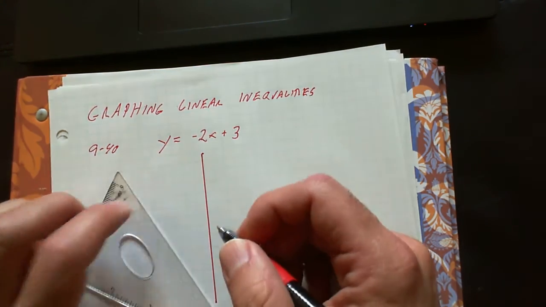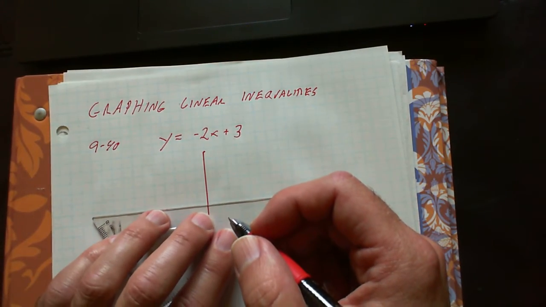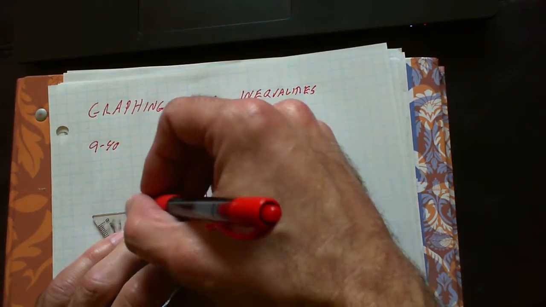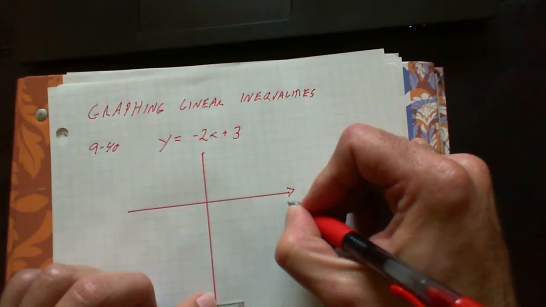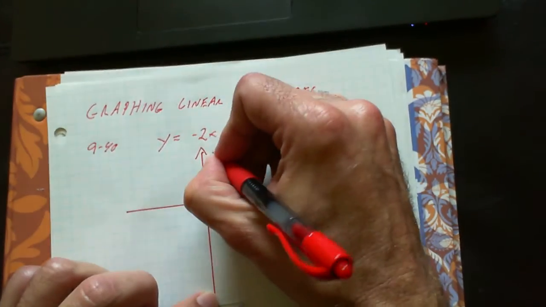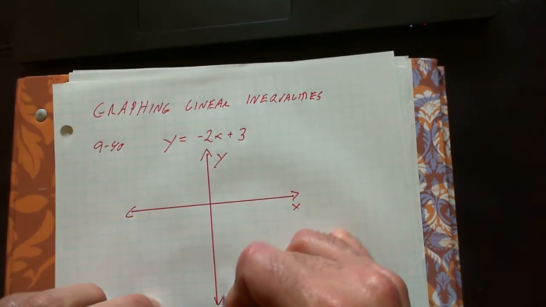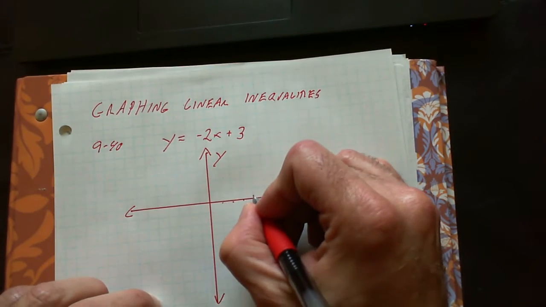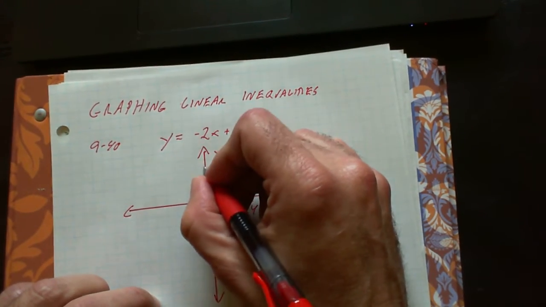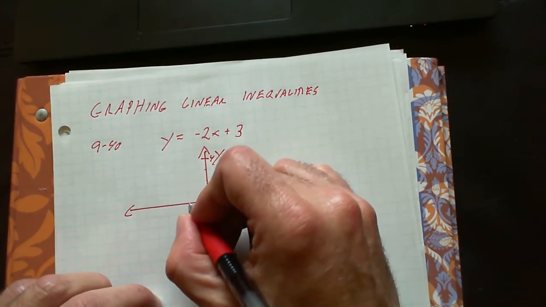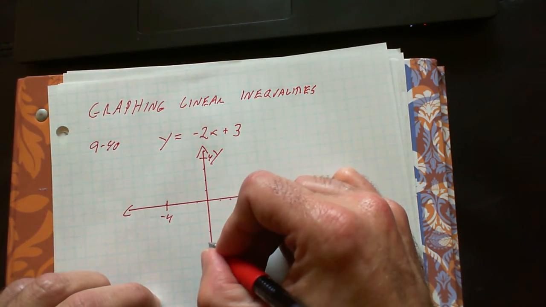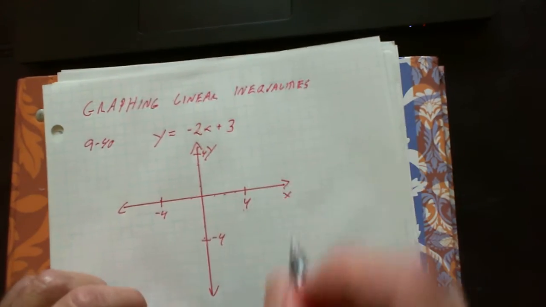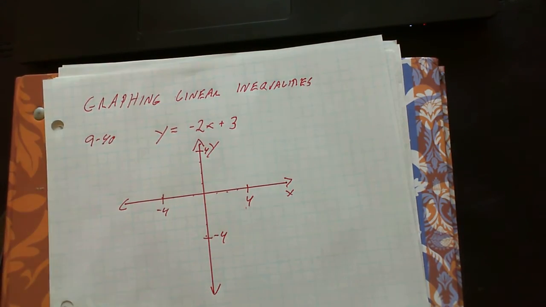Okay, now before we graph it, let's go ahead and draw our coordinate plane. Use your straight edge. Make a nice straight coordinate plane. Let's call this the x-axis. Put our arrows. There's the y-axis. 1, 2, 3, 4. Let's label. 1, 2, 3, 4, positive 4. 1, 2, 3, 4, negative 4. You don't need to label every one. Just make sure you get that. I just labeled the fourth one.